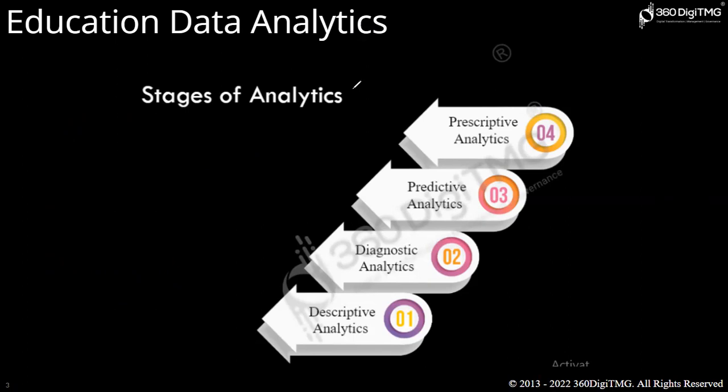So what are the different stages of analytics? We have 4 different stages of analytics. The first stage of analytics is descriptive analytics. So what happens here? The question that we are going to ask here is, what happened in the data? So we will be asking a question.